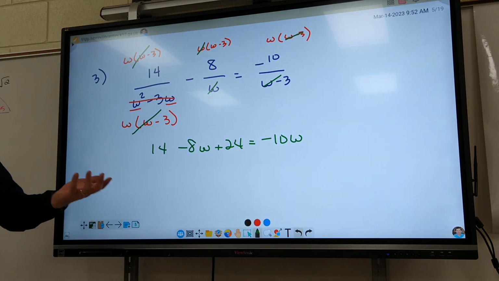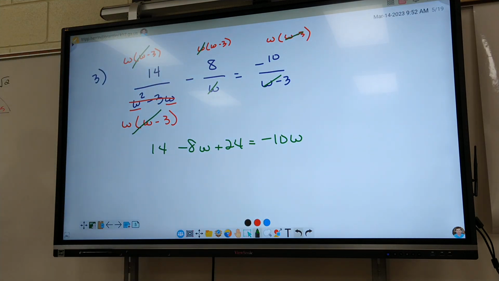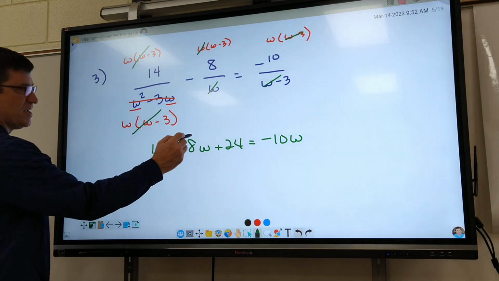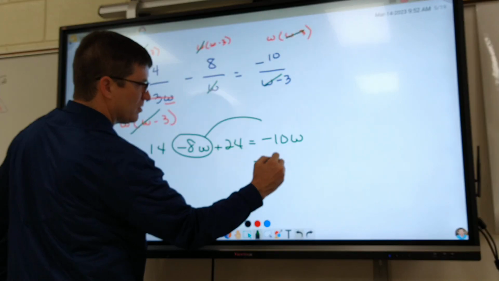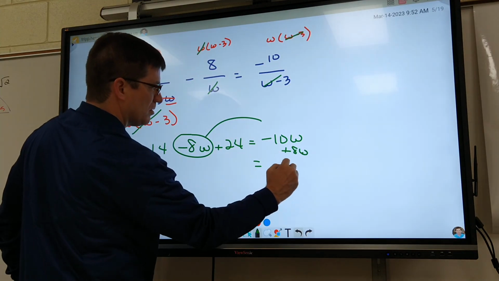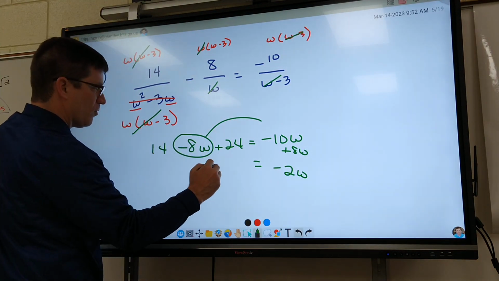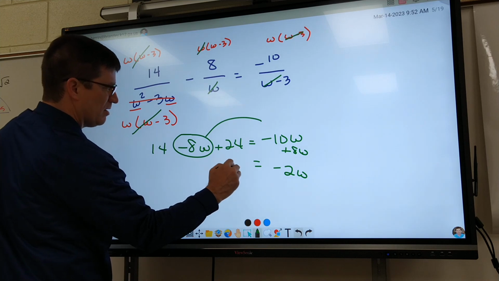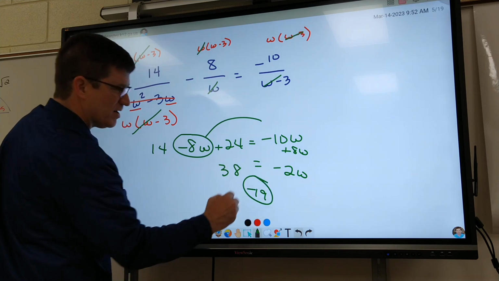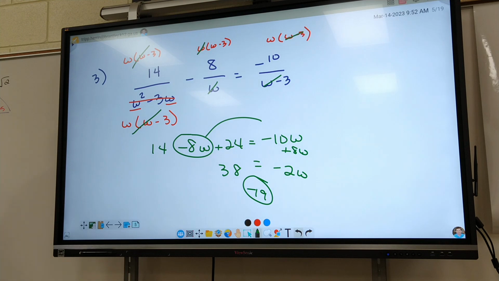So look, this one's not going to be bad because we don't even have to do quadratic formula. There's not an x squared in it. I'm going to take negative 8w, move it over, make it a positive 8w. 24 and 14 is, what's that, 38? I got negative 19. Somebody check that behind me. Leanna.